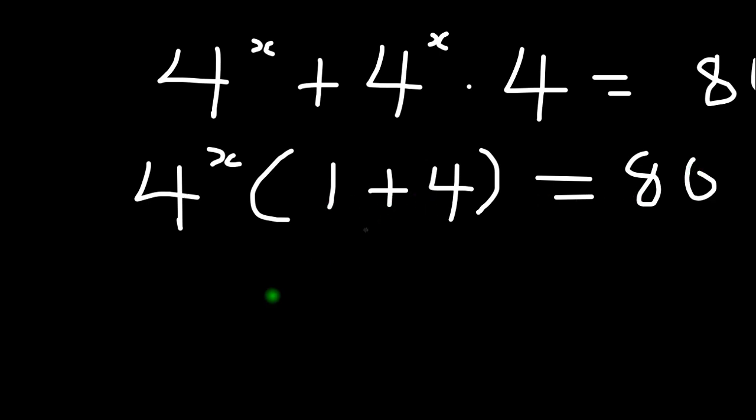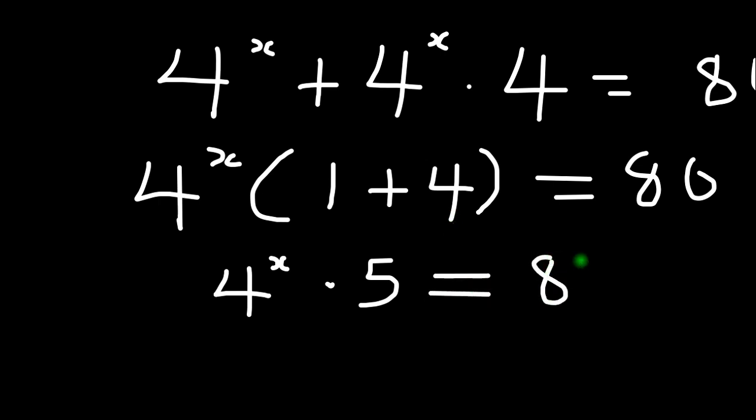From there, this gives us 4 raised to power x, then multiply by 5. If we add this 1 plus 4 together, then everything gives us 80. So from here, we need to isolate 4 raised to power x by dividing 5 by both sides.